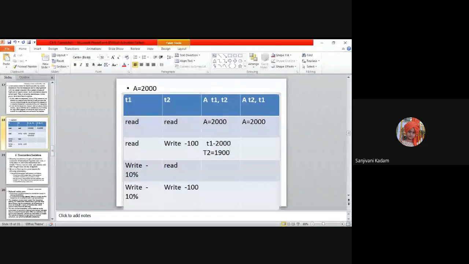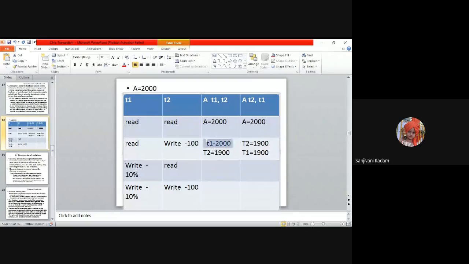So T1 will not know that T2 has performed any transaction. It means that the sequence matters. Consider if first T2 is executed: T2 will make this value equal to 1900 as it performs the write operation, and hence T1 will read the updated value. T2 has made this 1900 by deducting 100.